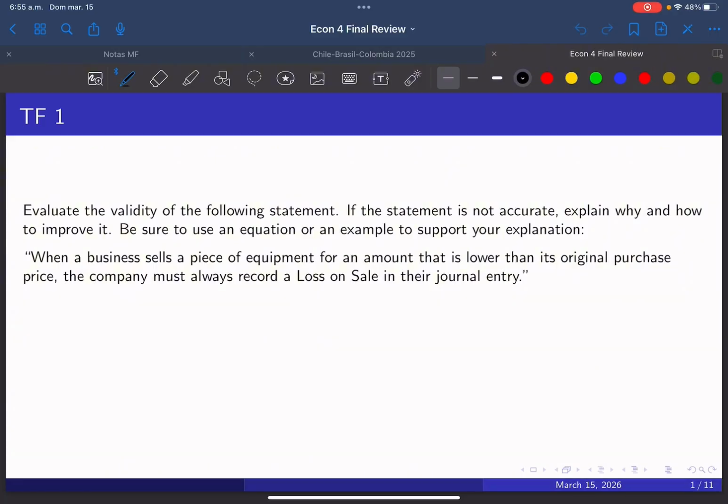So here's the first one. Evaluate the validity of the following statement. If the statement is not accurate, explain why and how to prove it. Be sure to use an equation or an example to support your explanation. So the first one. When a business sells a piece of equipment for an amount that is lower than its original purchase price, the company must always record a loss of sale in their journal entry. So I'm not going to pause in between these, so if you want to pause to try and do this, just do that after I read the question.